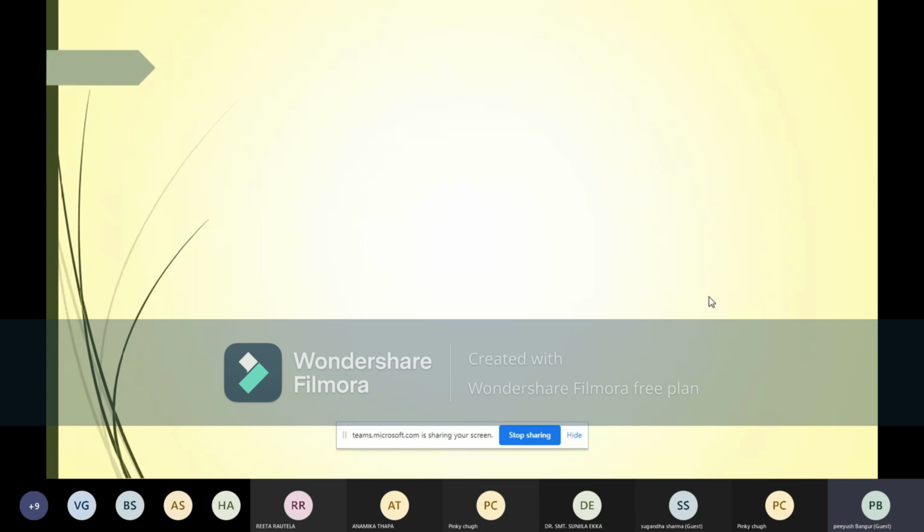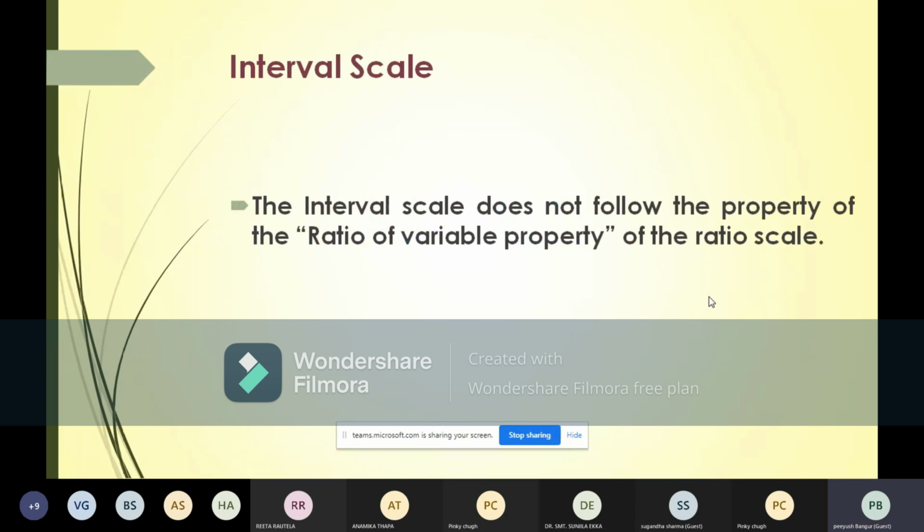Now, the second scale is the interval scale. The interval scale does not follow the ratio-of-variables property of the ratio scale. We have seen the three properties. The interval scale does not follow the property of the ratio of variables, like x1 by x2, while the other two properties are followed by the interval scale.